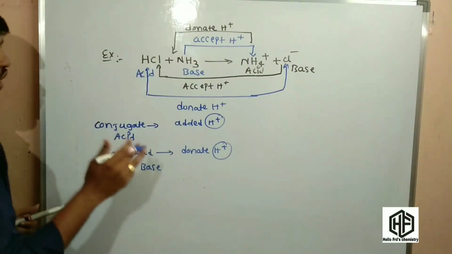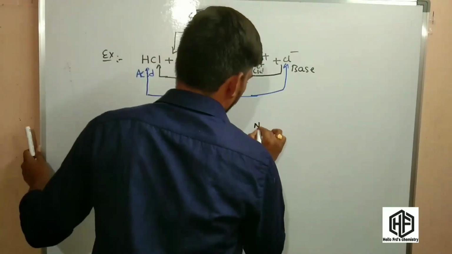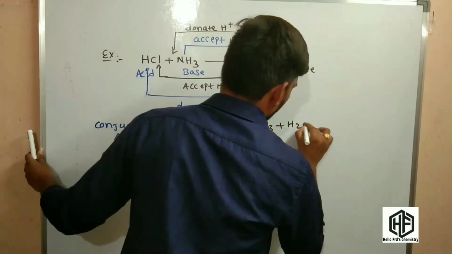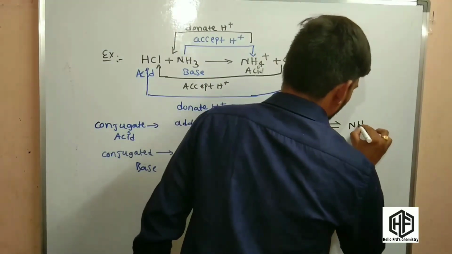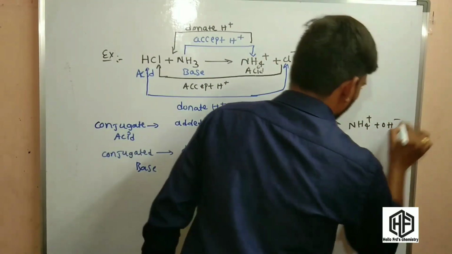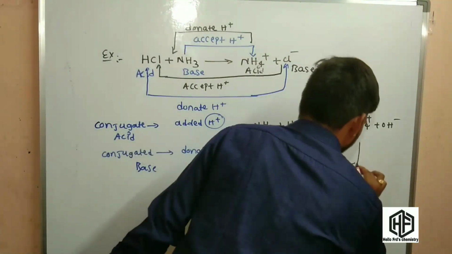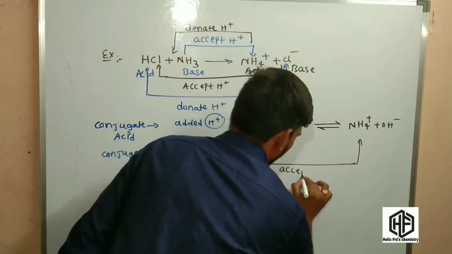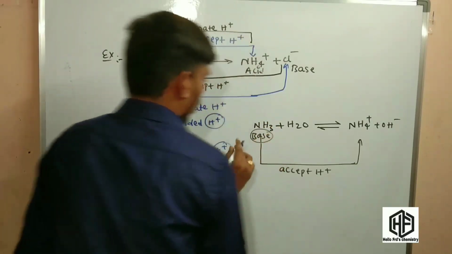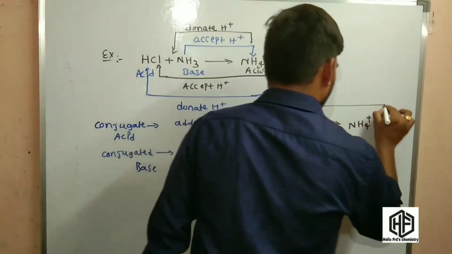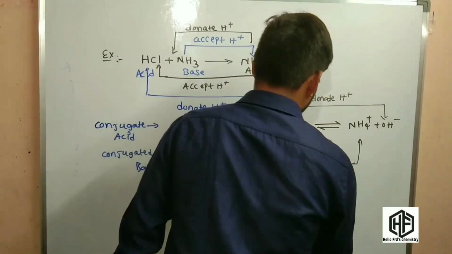Acid, base, conjugate acid and conjugate base. Friends, one more example is NH3 plus H2O giving NH4 plus and OH minus, with a double arrow because this is a weak base. I am going to talk about the conjugate acid and conjugate base. NH3 accepts H plus. This is called a Bronsted base. And H2O donates H plus. This is called an acid in this example.